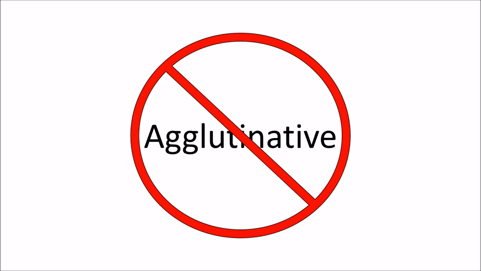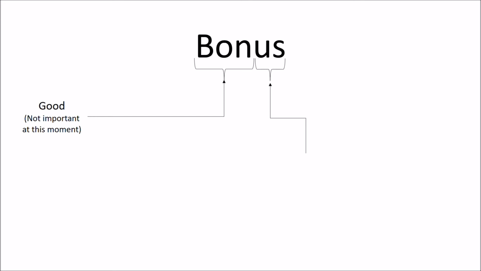For example, if we look at the Latin word bonus, the bon part just tells us good. It's the main meaning of the word, but that's not what we're interested in at this moment. What we're interested in at this moment is us, which is able to tell us about the gender, nominative case, and the number. As you can see, that single morpheme is able to tell us a lot more information.